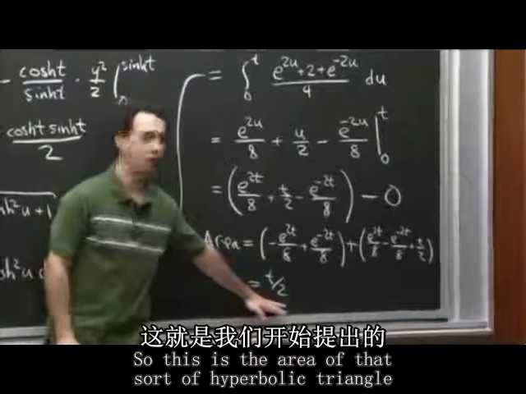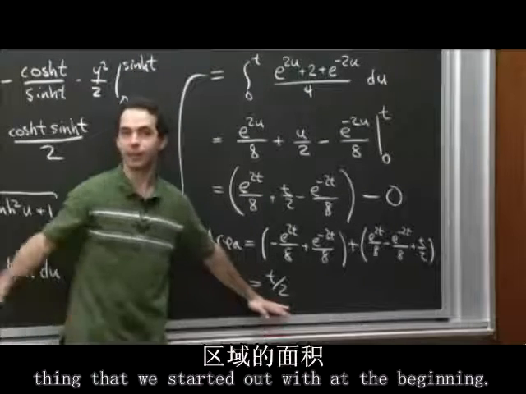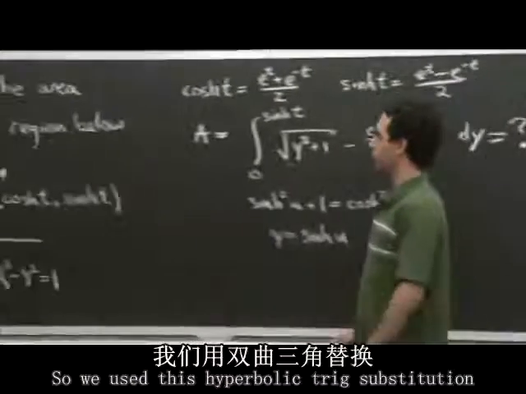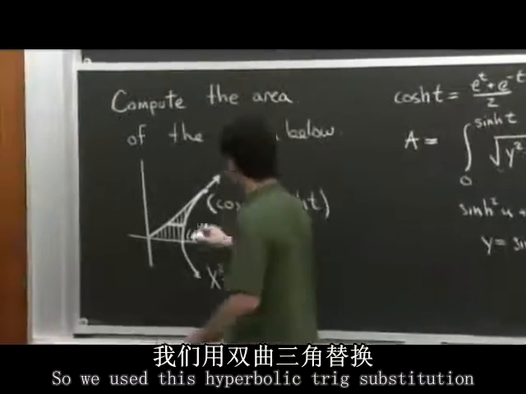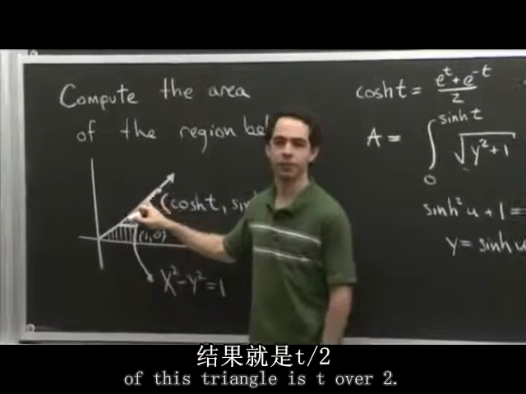Okay, so this is the area of that sort of hyperbolic triangle thing that we started out with at the beginning. So let me just walk back over there for a second. We used this hyperbolic trig substitution in order to compute that the area of this triangle is t over 2.